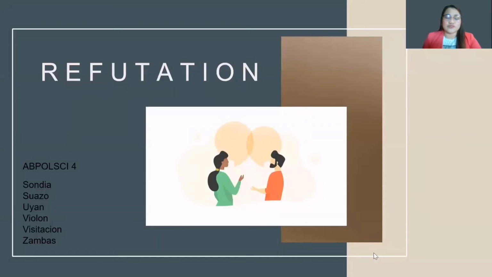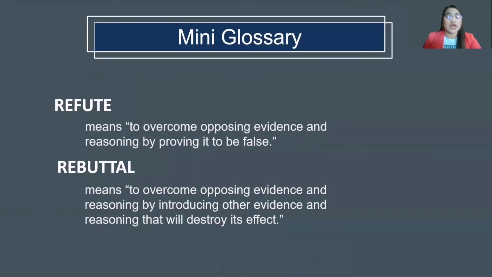The debater is always confronted with the necessity of overcoming objections raised by its opponent. The process of overcoming these objections is known as refutation. Now, refute means to overcome opposing evidence and reasoning by proving it to be false, while rebuttal means to overcome opposing evidence and reasoning by introducing other evidence and reasoning that will destroy its effect. In practice, these terms are used interchangeably.